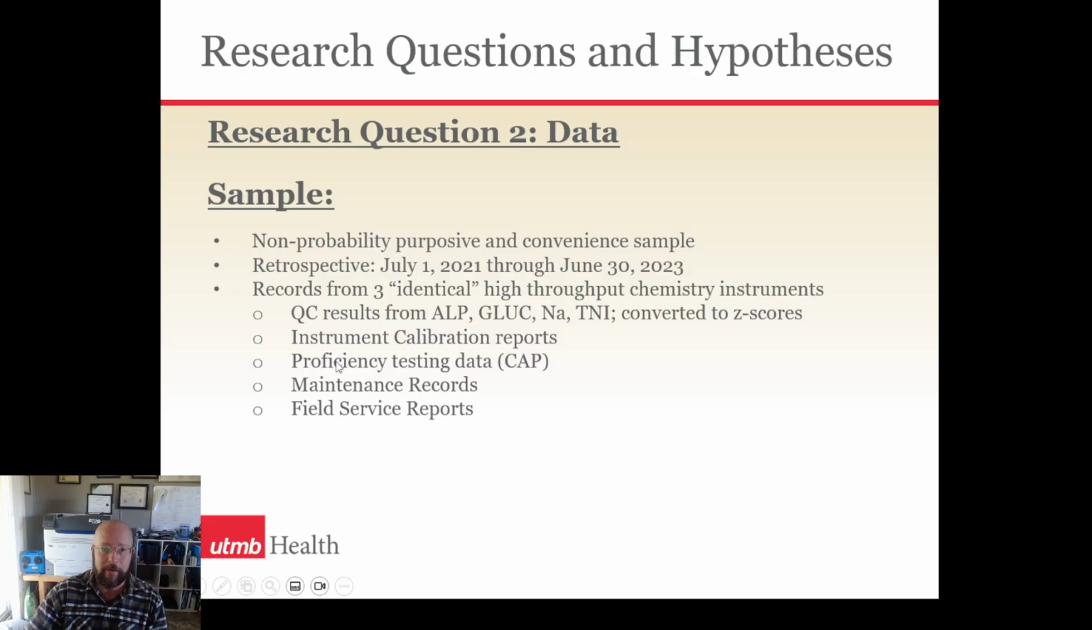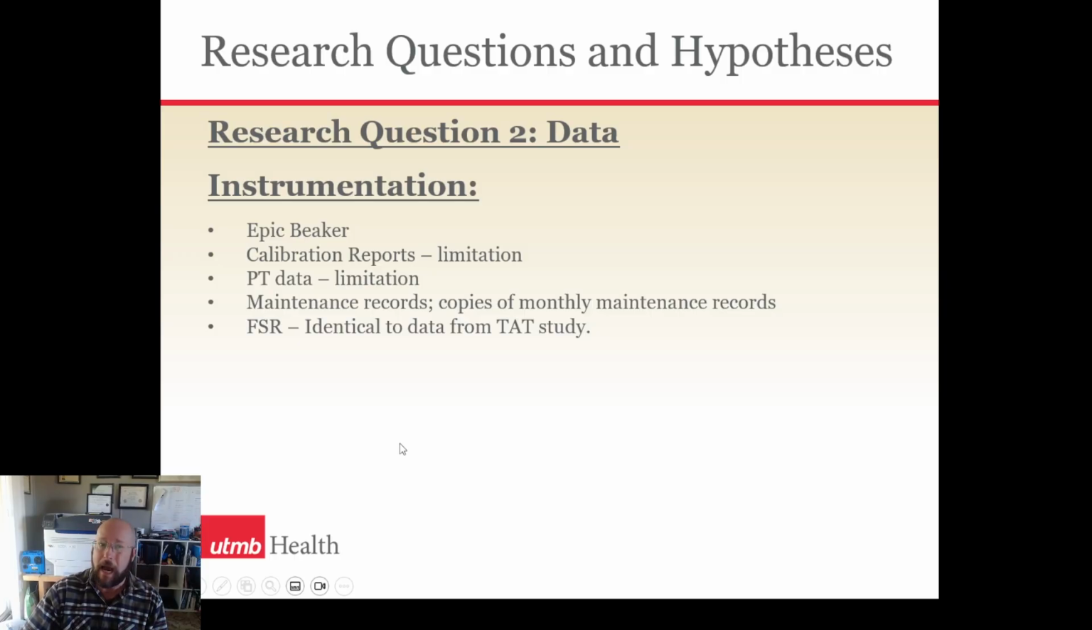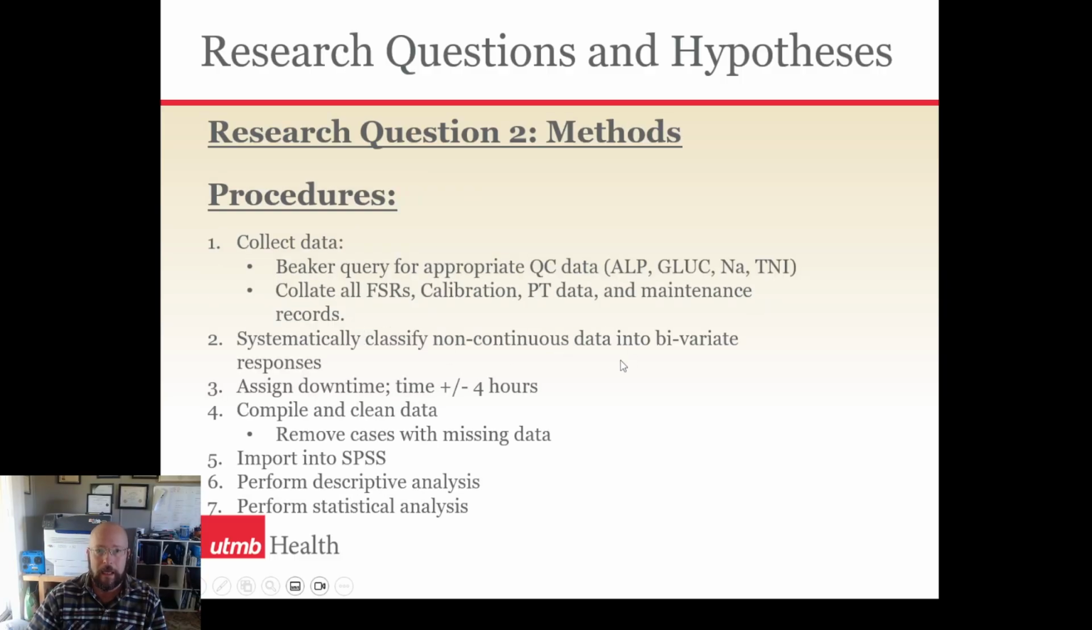We looked at calibration records, PT testing, maintenance records, field service reports, very commonly collected QA data. The collection instruments, again, we relied on Beaker, but I also looked at a lot of manual calibration reports. I looked at proficiency testing reports, maintenance records. We just went through tons and tons of maintenance records that were stored by UTMB. And recall, those have to be stored for a number of years, so you have those available to you. And then field service reports. These are identical to the field service reports used in the turnaround time study.